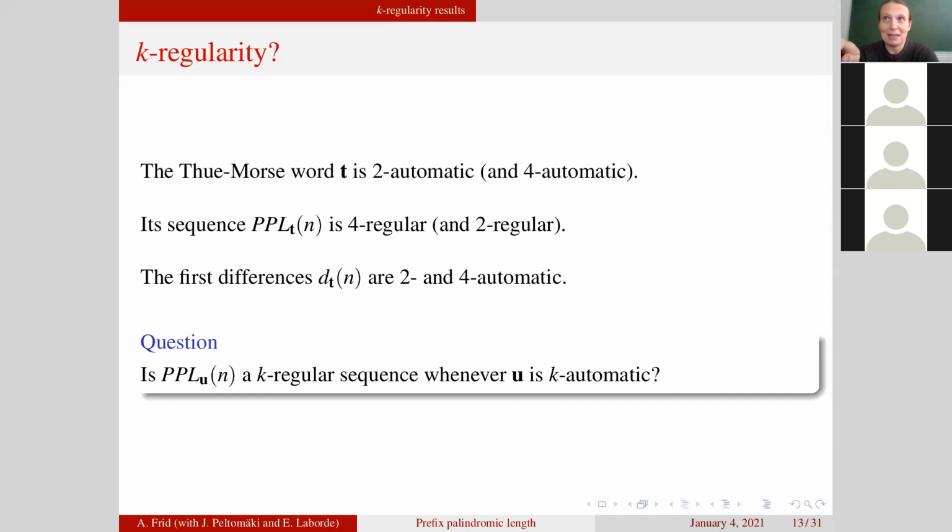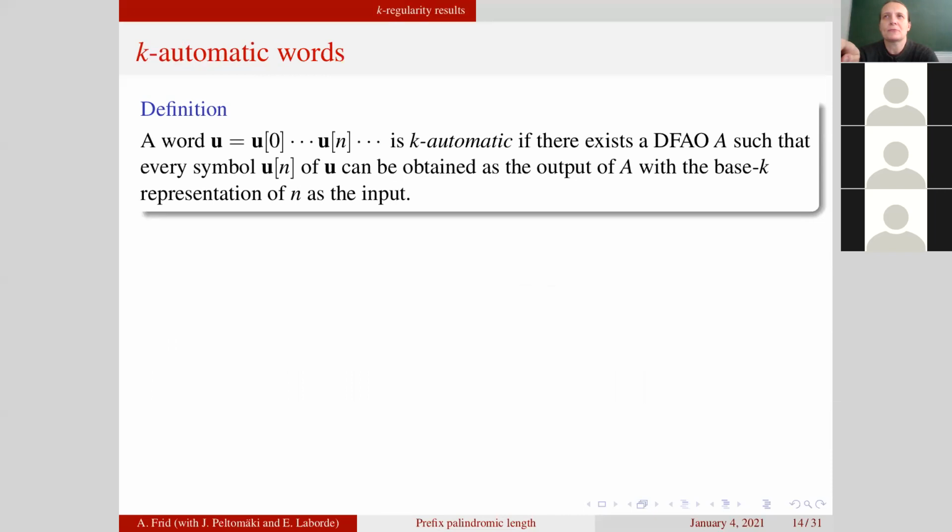So now I feel a little bit guilty for those who do not know well the definition of the automatic words and of regular sequences. I just give formal definitions, and if you have any questions, just ask. So a word is k-automatic if every symbol of it can be obtained from the k representation of n with a deterministic finite automaton with output. This is the main definition.